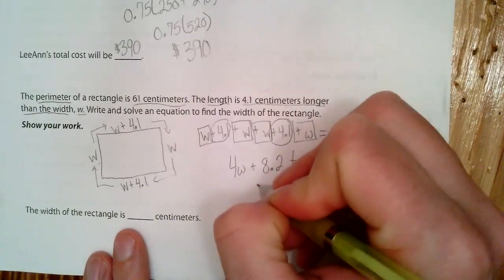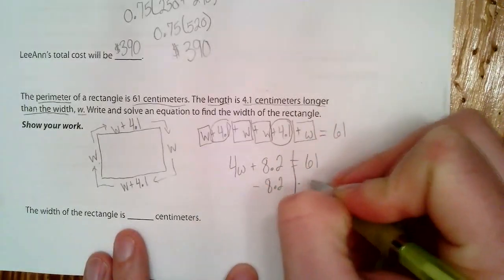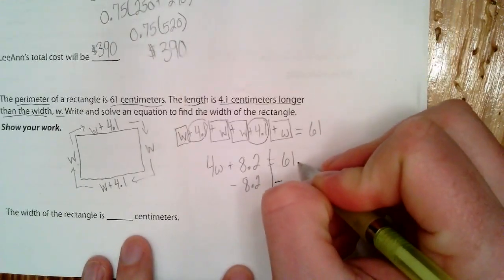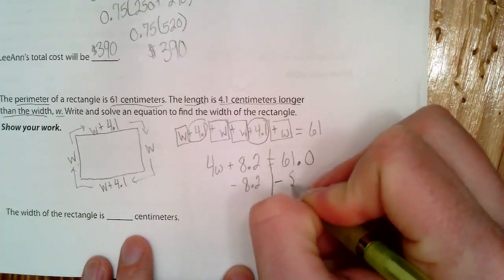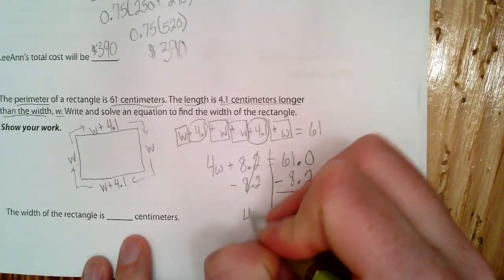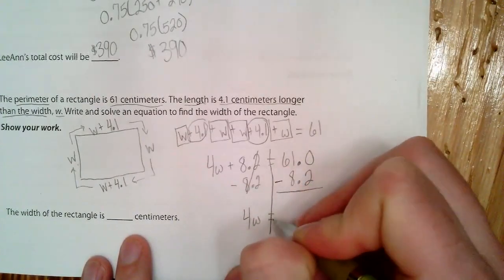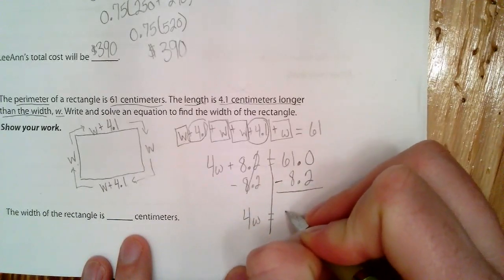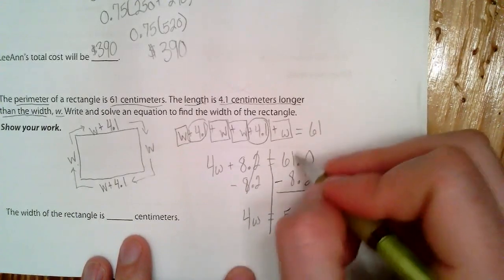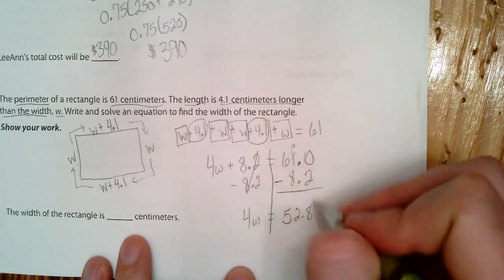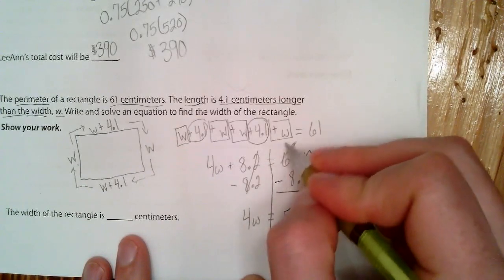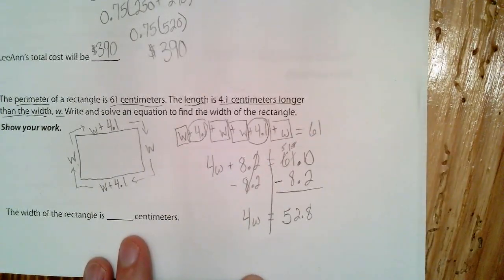Draw your line down the middle, subtract 8 2/10 from each side. Remember to line up your decimal places. 61 does not have a decimal, it's at the end, and I can add a 0. So I would have 8 2/10. Both sides cancel, I get 4W equals, when I subtract, I get 52 and 8/10. I have to borrow. 10 minus 2 is 8, 10 minus 8 is 2, 10 minus 8 is 2, and then 5.